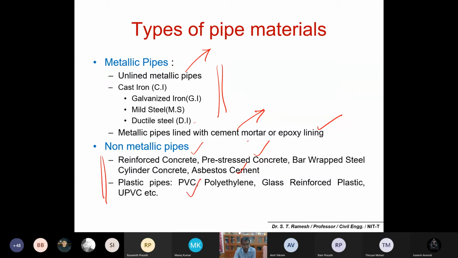Non-metallic is mainly RCC, PSC, and AC pipes, asbestos cement pipes, or you can use PVC, polyvinyl chloride, polyethylene. You would have heard about high density polyethylene pipes and low density polyethylene pipes, HDPE and LDPE pipes. Or you can use glass fiber reinforced plastic pipes, GFRP, and you will also have UPVC pipes. So these are metallic and non-metallic pipes. Is it okay?